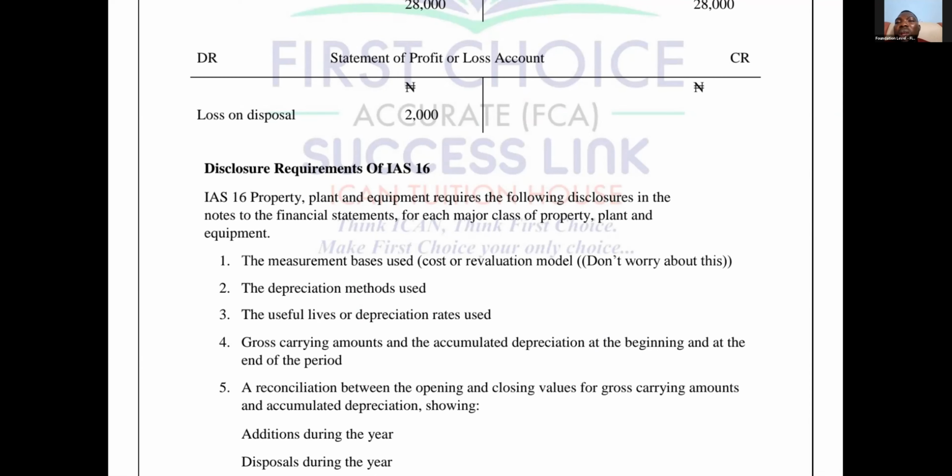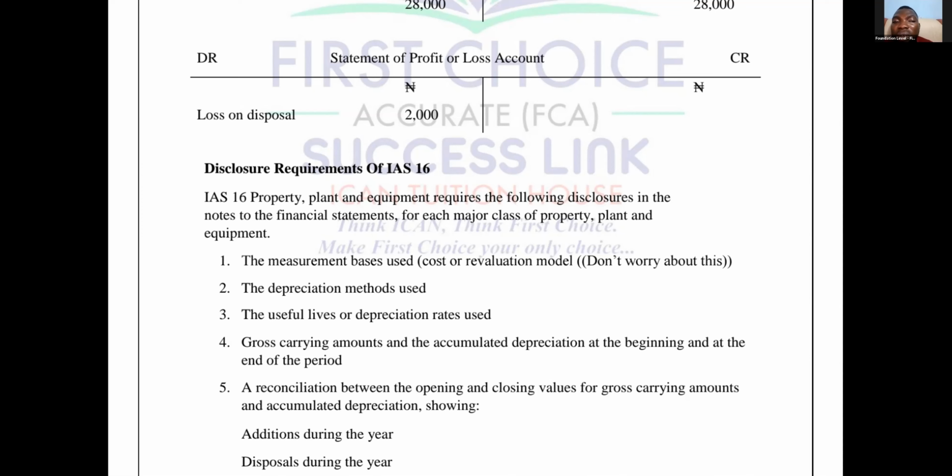Now, disclosure requirement. IAS 16 also tells us that once we are done with all we want to do, there's a need for us to disclose what we have used, to give more backup to the figures we have recognized in our financial statements. Part of what we are expected to disclose is the measurement base. What measurement do we use, cost model or revaluation model? We need to state it.